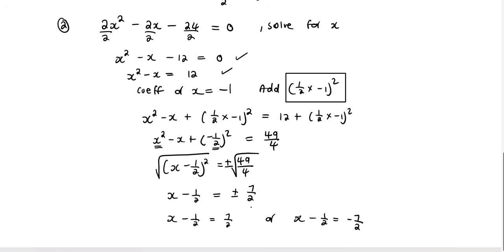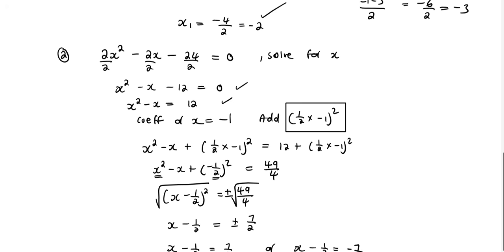You can take the half to the other side. Your first value of x here should be positive 4, or your second value of x should be negative 3. Okay, so this is how you can use completing the square to solve equations.